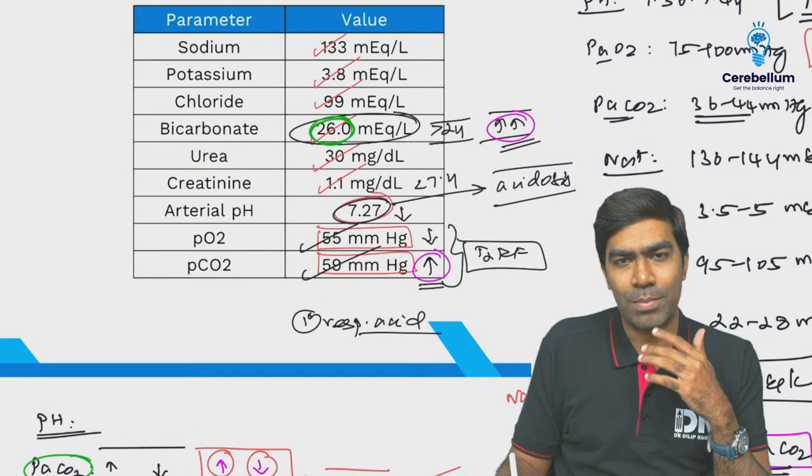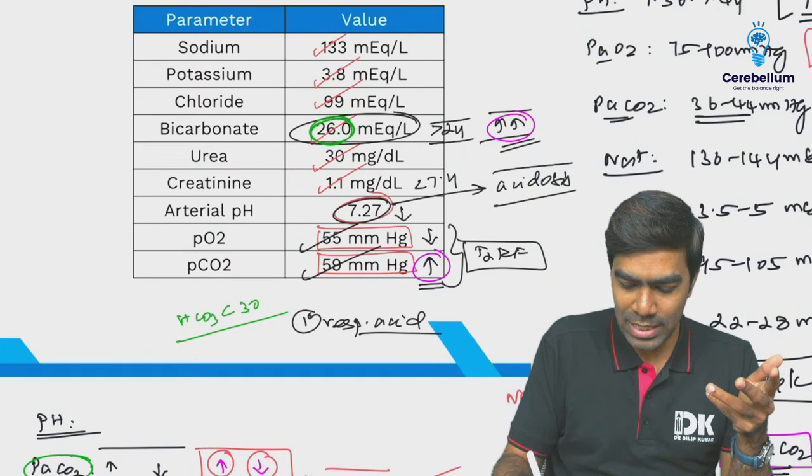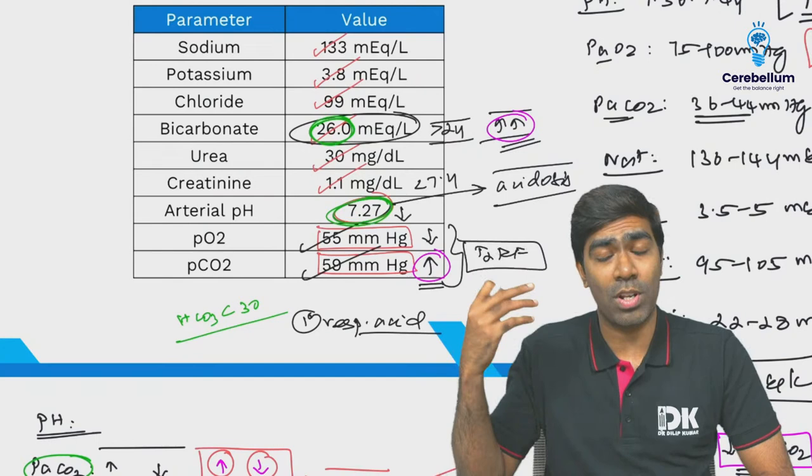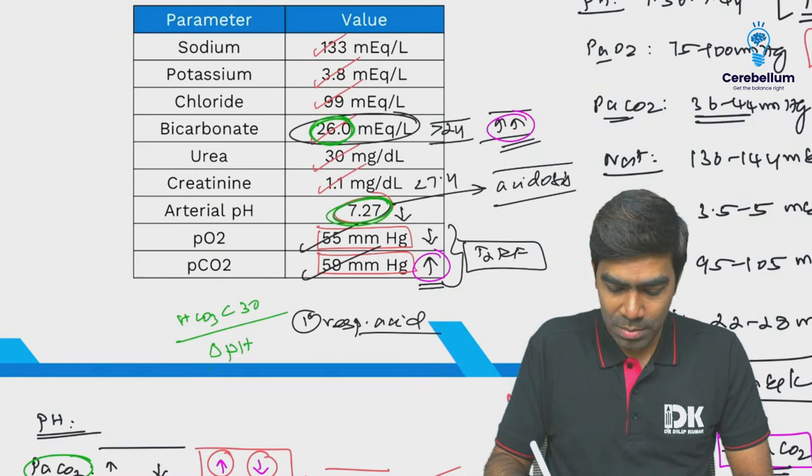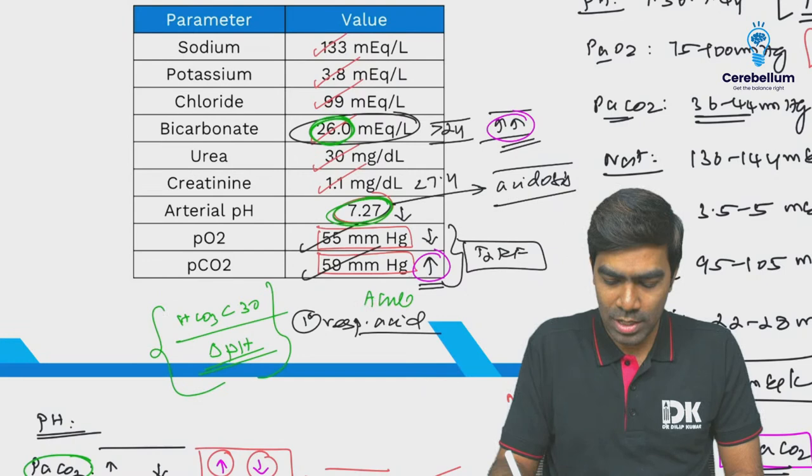So bicarbonate is less than 30. And look at the change in the pH. pH has grossly changed. Normal pH is 7.36 to 7.44, or 7.35 to 7.45. There's a gross change in the pH. Bicarbonate less than 30, gross change in the pH, so this must be an acute event. It's an acute respiratory acidosis. As simple as that. That's what you're going to find out.